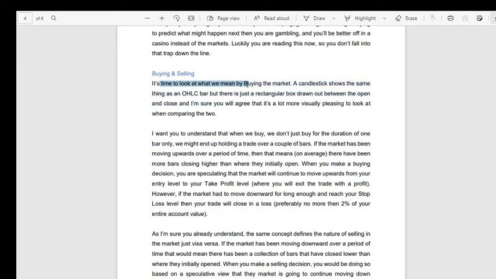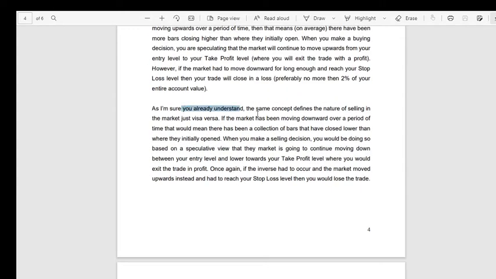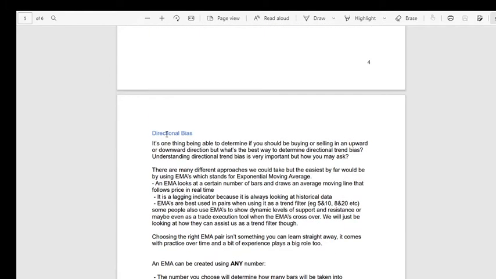So it's time to look at what it means in the bearish market. A rectangle is drawn between open and close. I'm sure you already understand the main concept of selling, the reverse of buying: bars closing lower than where they initially opened. Take profit level is where you would exit with a profit. If the market moves up to your stop, you will lose the trade.